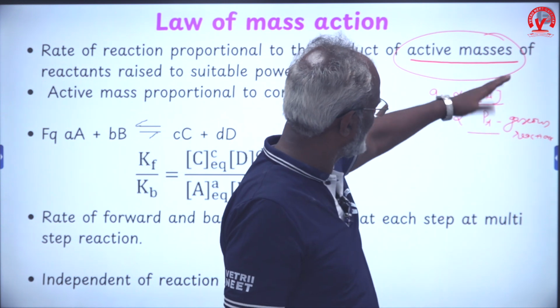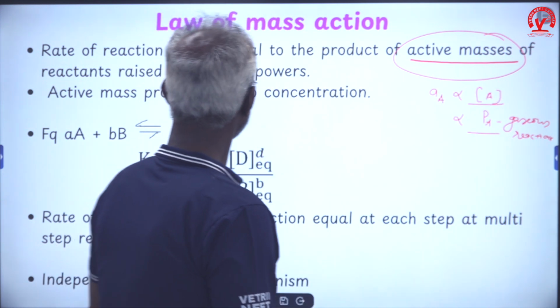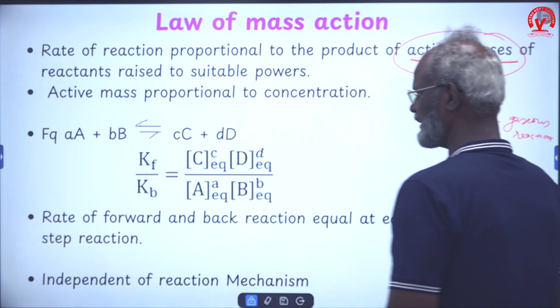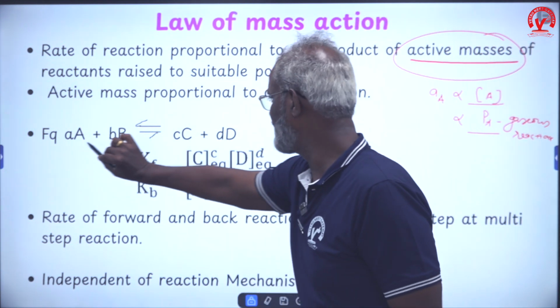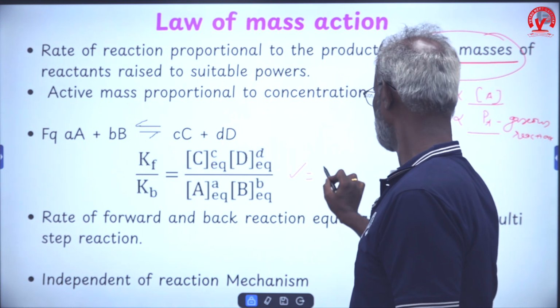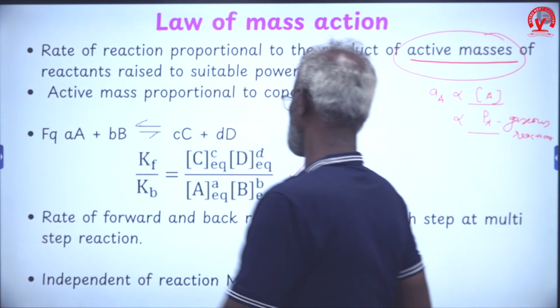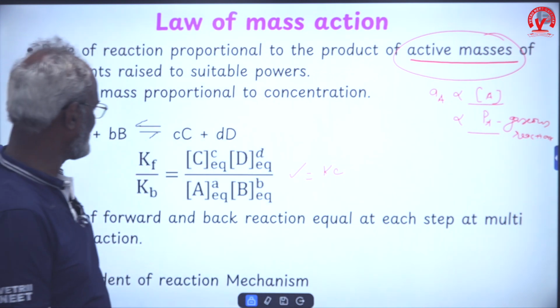Here I have taken an imaginary reactant A. The active mass is proportional to concentration, which I already told you. So for a general equation, the equilibrium constant Kc is equal to Kf by Kb. Maybe I can slightly explain this.